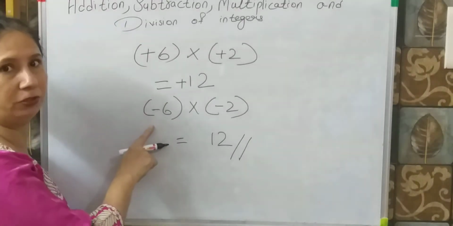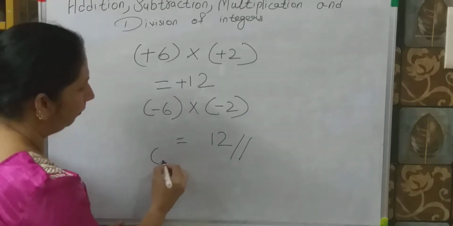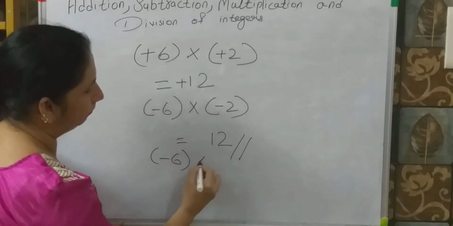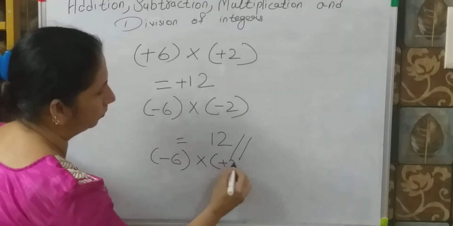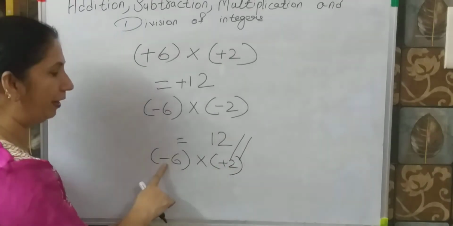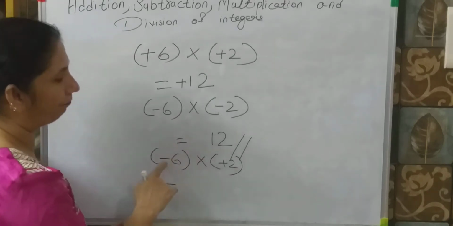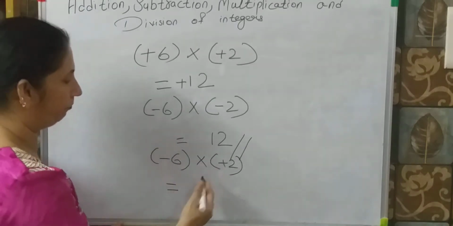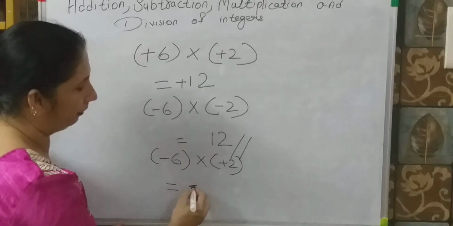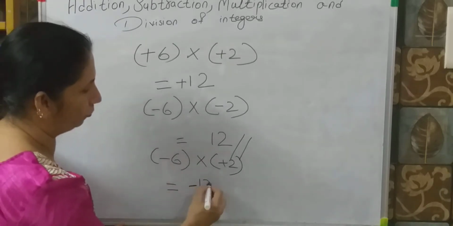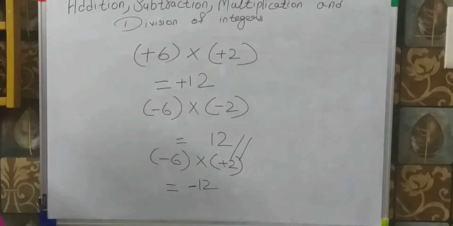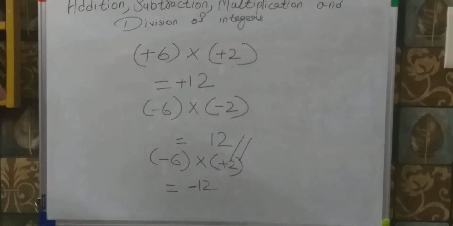These are the rules of the integers. Suppose we have minus 6 times plus 2. Now here we have one negative sign and one positive sign. So whenever we have one negative sign and one positive sign, we put the negative sign. 6 into 2 is 12. So we got the answer minus 12.